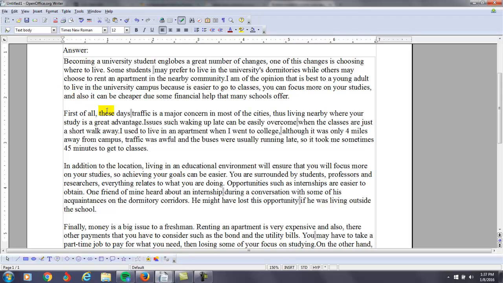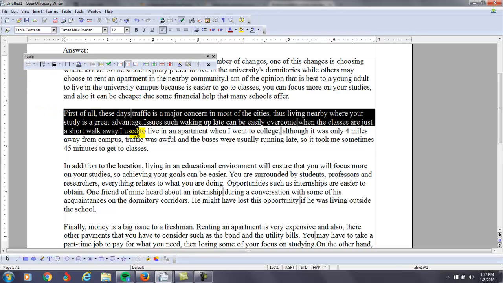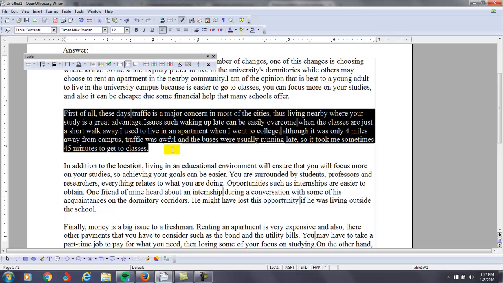You say, first of all, these days traffic is a major concern in most of the cities, thus living where you study is a great advantage. You say, in addition, location, living in an educational environment will ensure that you will focus more on your studies, so achieving your goals can be easier. So what I would do here, in the second paragraph, you say, first of all, there are advantages to living in university dormitories. That's the whole purpose of this second paragraph, is to discuss the advantages of living in university dormitories.